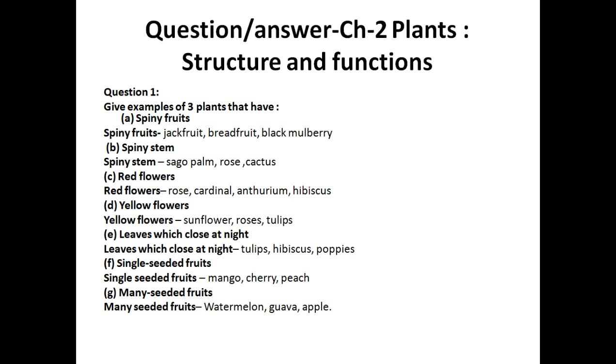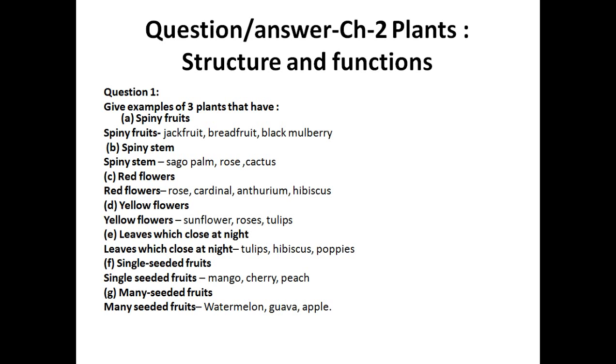First of all, spiny fruits. A very common example is jackfruit. All of you have seen the structure of jackfruit. It's spiny in structure, right? Breadfruit is rarely seen. It is also a type of fruit, and it is very rarely seen actually. Another example is black mulberry. Black mulberry has a structure like jackfruit, but it's like grapes. It's like grapes, but it's spiny in structure.